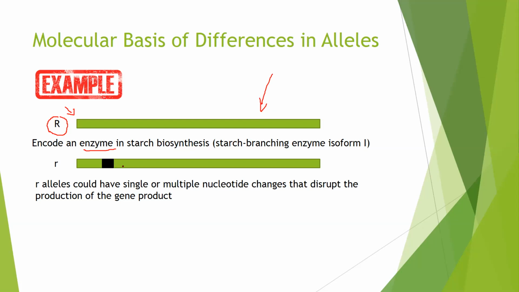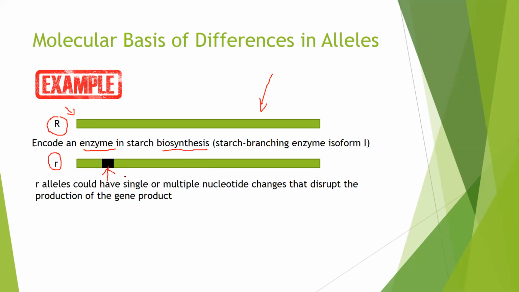All right. However, if something happened here, if there's a mutation, and this mutation completely destroys the function of this allele, then of course this is a mutant allele, right? Because little r can no longer produce any functional enzyme. So this biochemical pathway will be blocked.